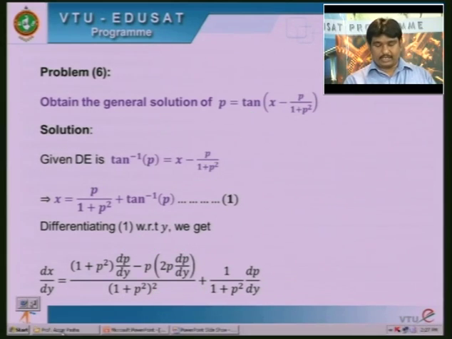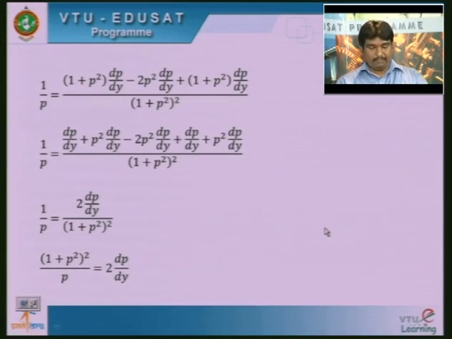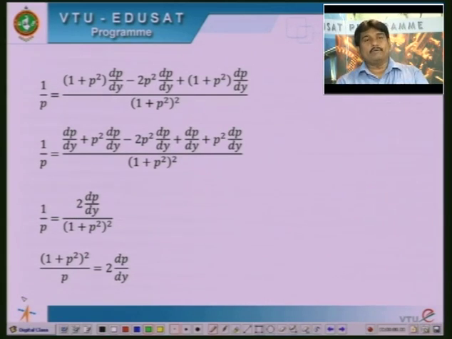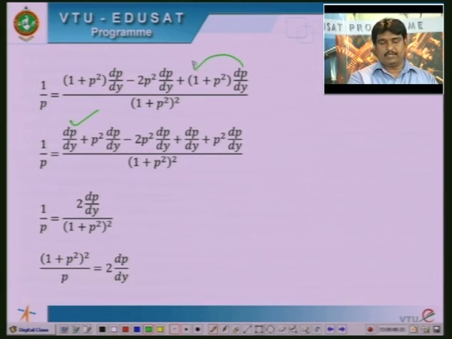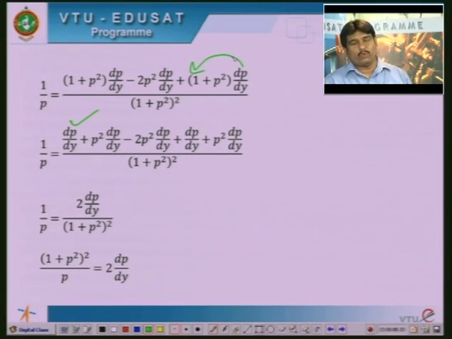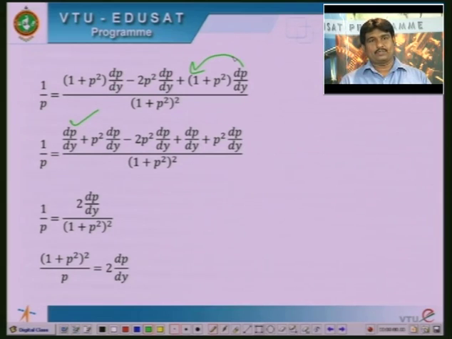Now write dx by dy as 1 by p and simplify this. 1 by p equals 1 by p square into dp by dy minus 2p square into dp by dy plus 1 plus p square into dp by dy, divided by 1 plus p square the whole square. Simplify this. 1 by p equals, multiply by dp by dy: dp by dy into 1 is dp by dy, plus p square into dp by dy, minus 2p square dp by dy, plus dp by dy into 1 plus p square into dp by dy, divided by 1 plus p square the whole square.